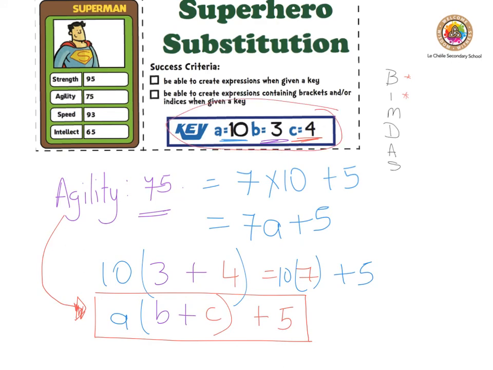Okay, so let's get both of those examples taken down into our copy. And for homework, let's try to write an expression for Superman's speed and his intellect. Okay, so two expressions are to be created for homework tonight.